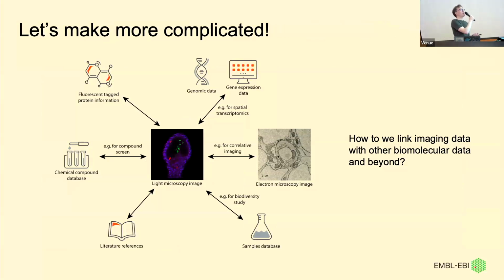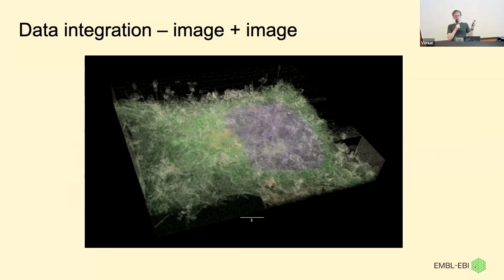So this is a theory put together as a publication a little while back, showing how we might have a microscopy image, but we might also want to link it to, for example, an electron microscopy image. Lucy was giving some great examples yesterday of how important correlative imaging is. We might also want to link to information about the genomic content of what we're seeing. We might want to link to literature references.